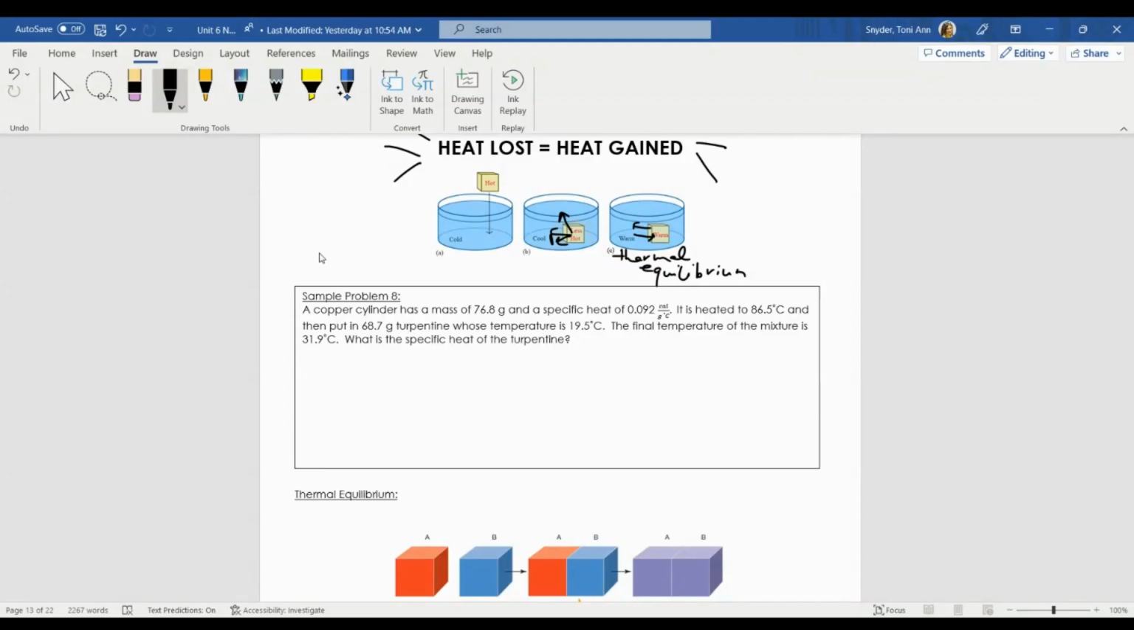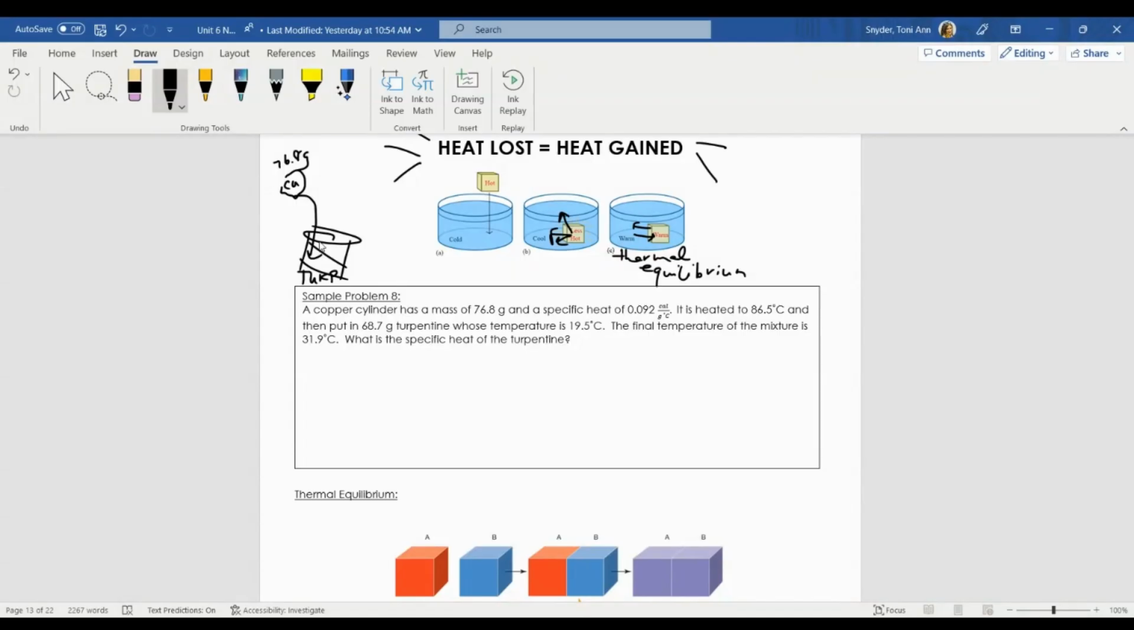So I'll try to draw a picture here because it might be a little bit easier to consider this. The copper cylinder has a mass. So I have some piece of copper right here, and I heat this to 86.5 degrees Celsius. And this has a mass of 76.8 grams. I'm putting this into turpentine. So this is the turpentine, I'll just put terp down here. And this turpentine has a temperature of 19.5. When they reach thermal equilibrium, the final temperature of the mixture is 31.9. So we want to know what's the specific heat of the turpentine.